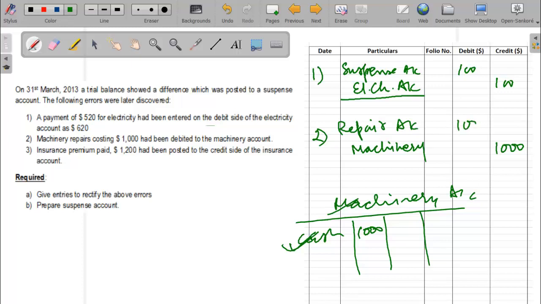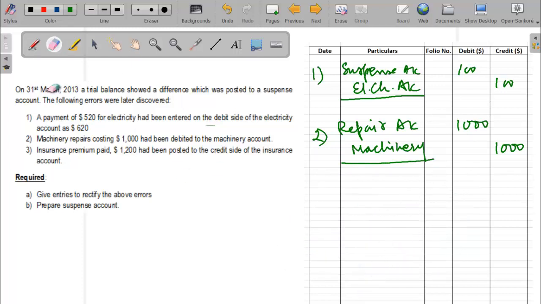So in this entry, suspense account will not come. Why? Because this is a double-sided error. Suspense account will come only when it is a one-sided error. In the case of the first, suspense account is there because it is a one-sided error. And here suspense account is not coming because it is a double-sided error. So machinery account was unnecessarily debited earlier, so to rectify that I credited the machinery account. And repair account should have been debited, but by mistake it was not debited, so now I will debit the repair account. Now next error.